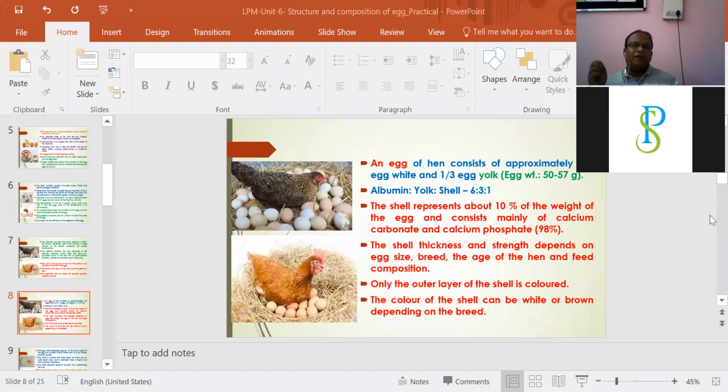Only the outer layer of the shell is colored. You have already seen that. You have already discussed that there are two types of egg, that is brown shelled egg and white shelled egg, and this color is only present on the outer layer of the shell, that is the cuticle layer. This color depends on the breed. It is genetic. It depends on the genetics of the bird. It is not affected by the feed.